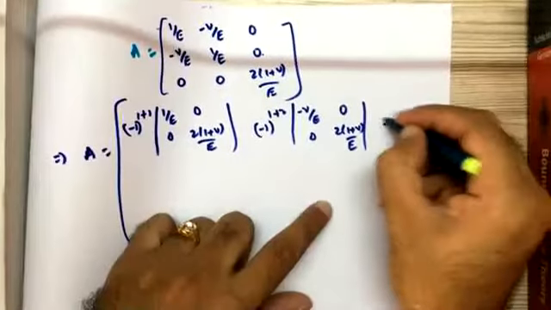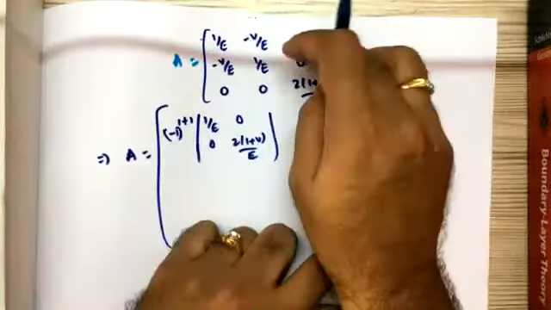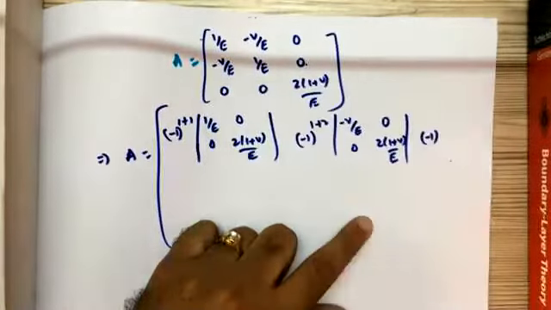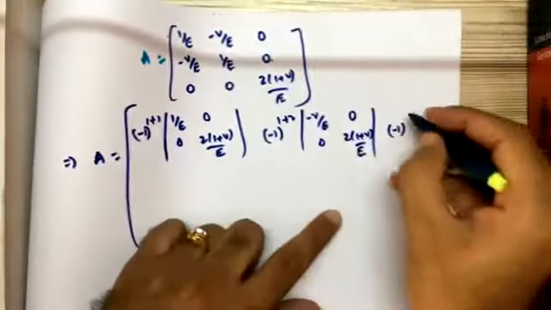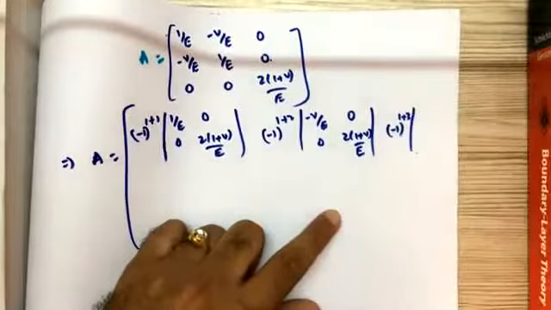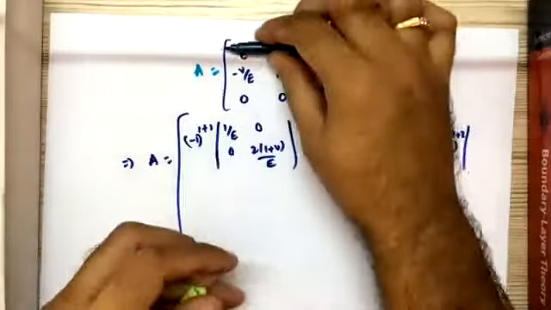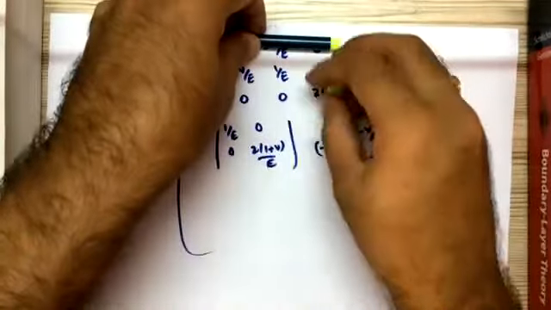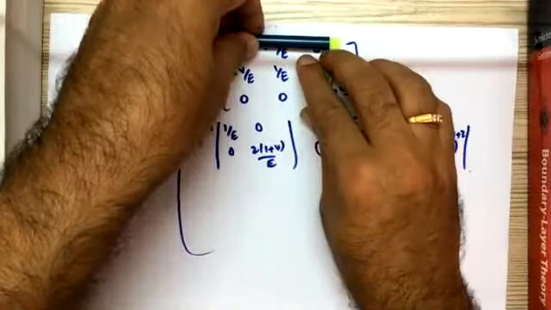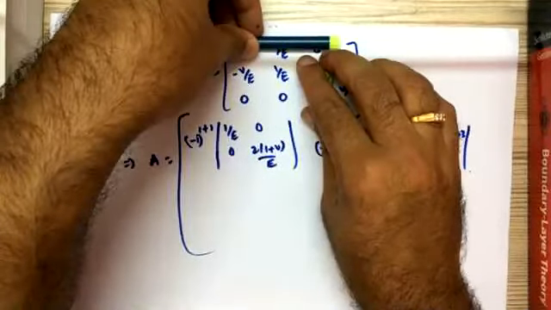Next, minus 1 whole power of the third element. Third element, what is its row number? Row 1, column 3. 1 plus 3. Now you take the det of it. You eliminate that particular row and column. What is remaining? Minus nu by E, 1 by E, 0, 0.